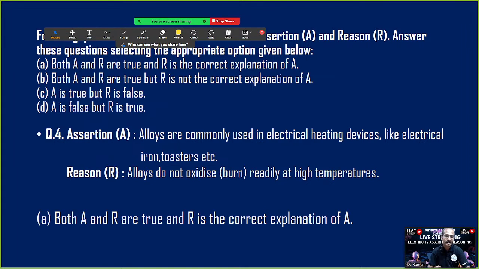Now the reverse question I'm about to ask. Yes, alloys are used in electrical heating devices. For what purpose are alloys used? If you give the lowest temperature also, we need to get readily heat. Yes or no? Yes, high melting point. Exactly.